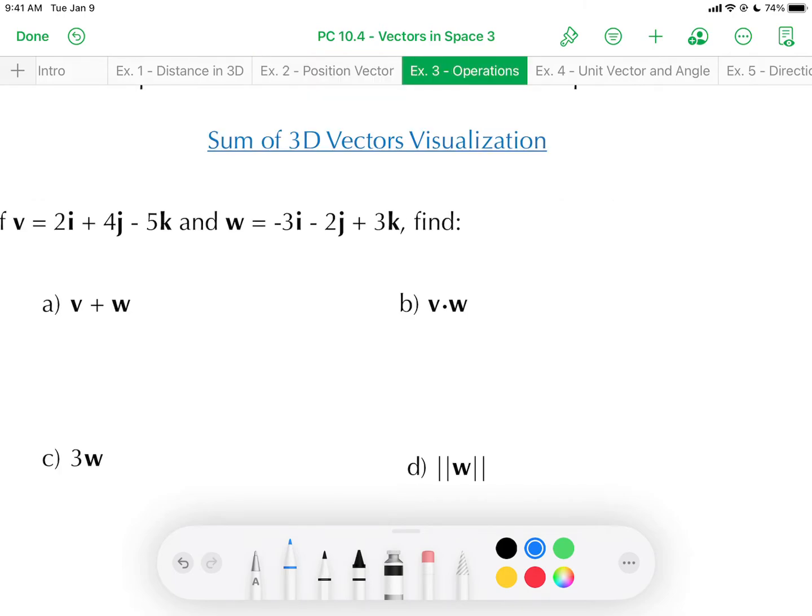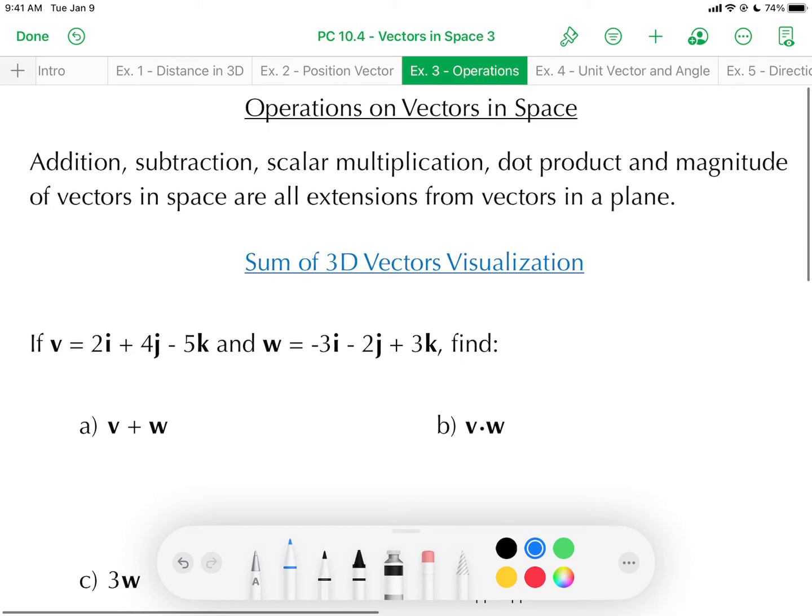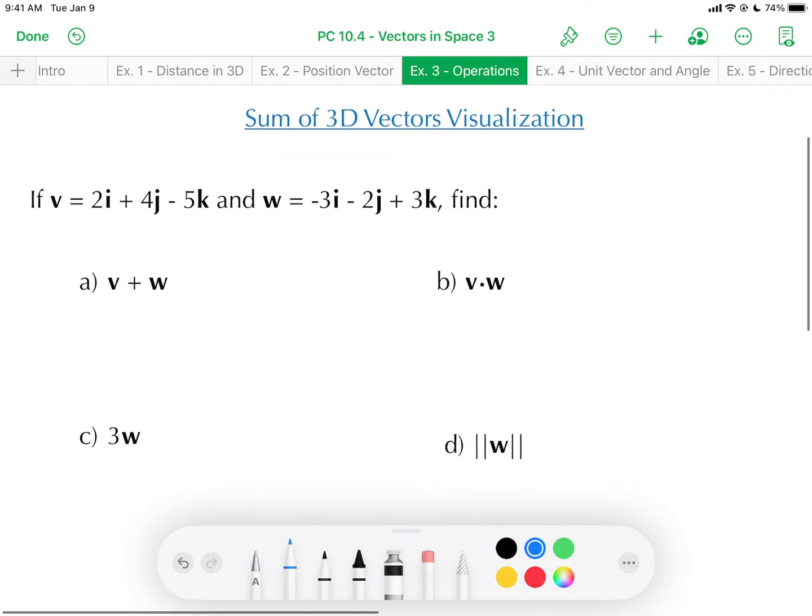All right, moving forward. Hey, operations on your 3D vectors, they're the same as in the coordinate plane. So addition, subtraction, scalar multiplication, dot products, magnitude. You find them the exact same way as you would for a 2D vector, okay? So let's say I am working with vectors v and w here. And I want to add them together. Okay, well, first let me give you a 3D visual of what it means to add vectors together.